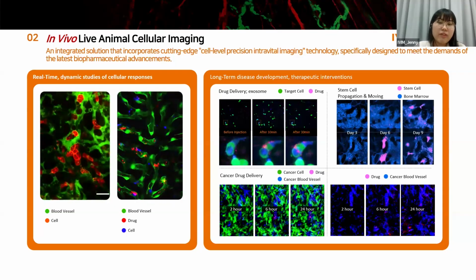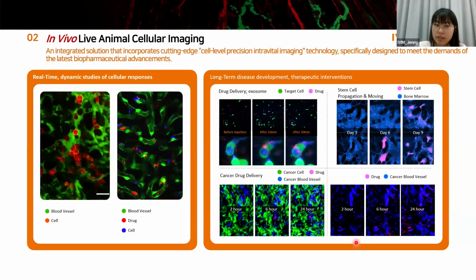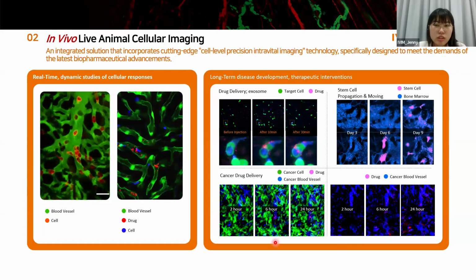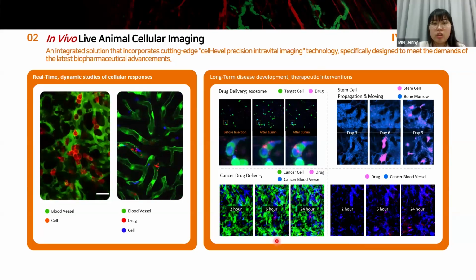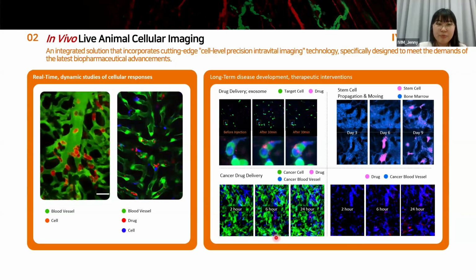Furthermore, by using live animal models, researchers can track the pharmacokinetics and pharmacodynamics of drugs over time or in real time, which is a powerful advantage in preclinical development. These functions also support the generation of highly reliable data that meet the regulatory standards required for drug development.